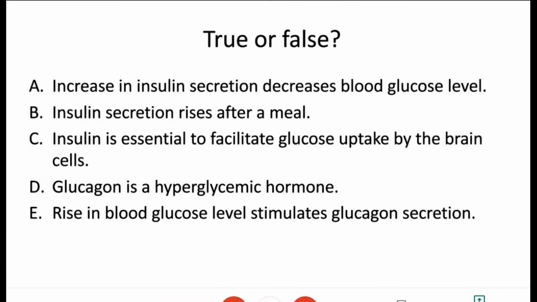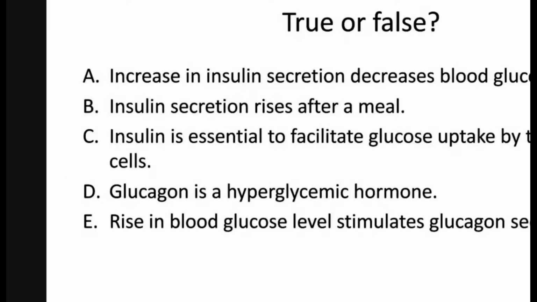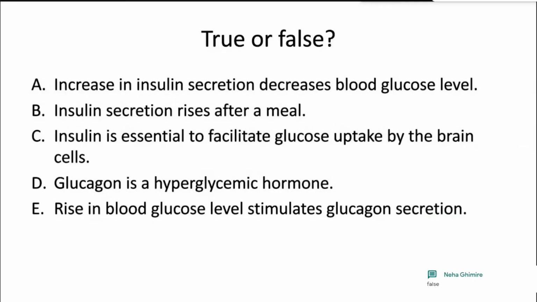Okay, it is true. That is the most basic thing about insulin. Insulin secretion rises after a meal that is rich in carbohydrate. Okay, good. That is also true. Next, insulin is essential to facilitate glucose uptake by the brain cells. True or false? Okay, false. Why is it false? You can speak also. Yes, glucose uptake by the brain cells is independent of insulin.